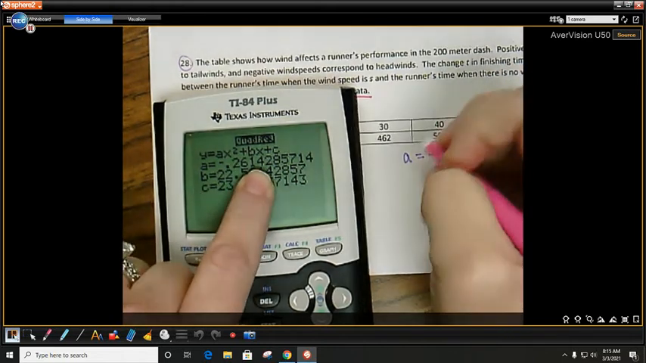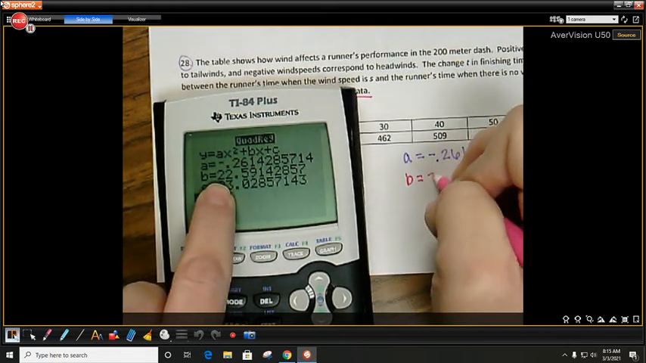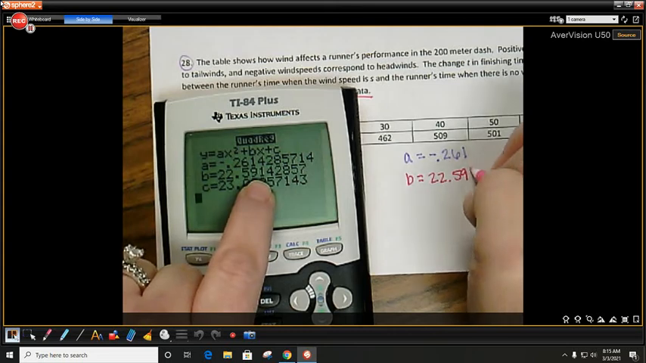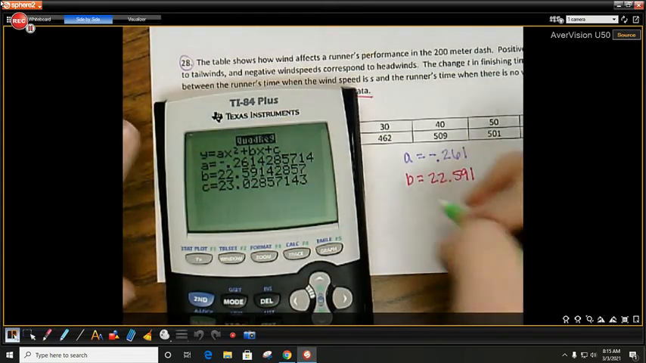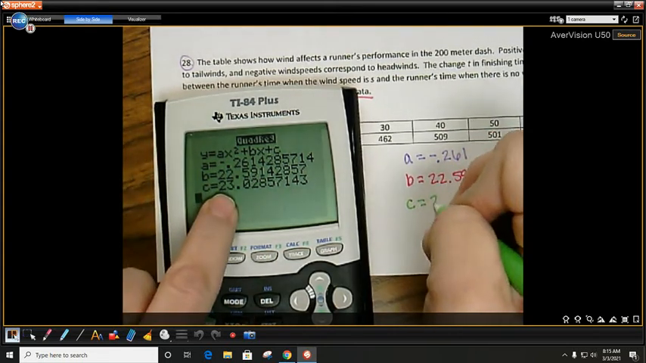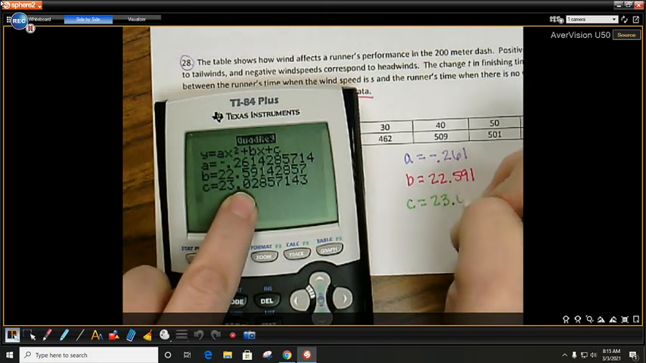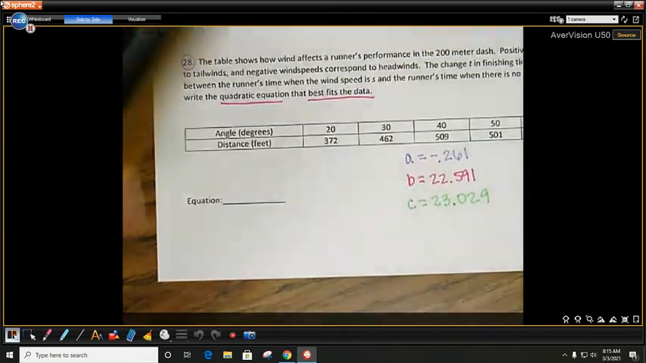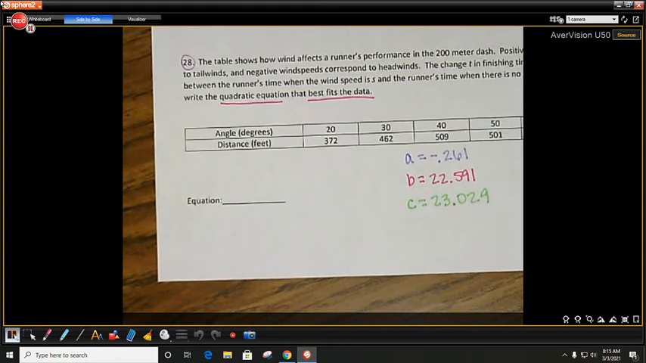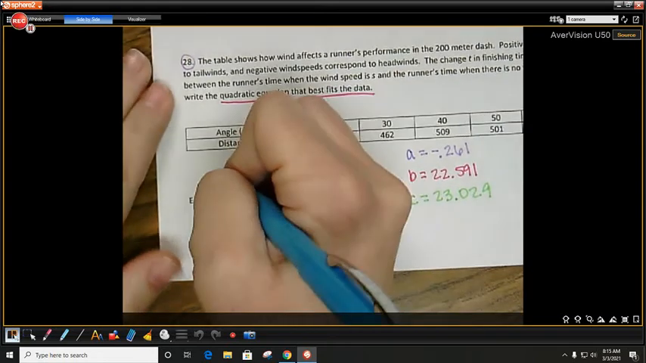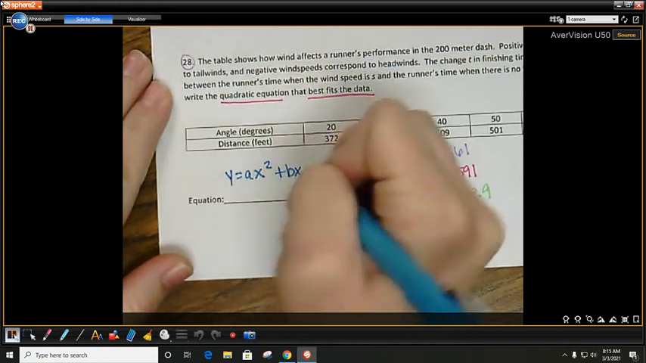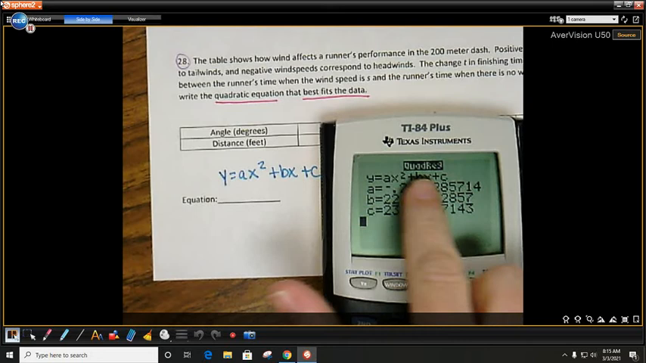B is 22.5914. The 4 doesn't round the 1 up, so it stays a 1. And then C is 23.02. The 5 rounds the 8 up to a 9. So there are my values, okay? Again, our equation is y equals ax squared plus bx plus c. And if you forget it, it's also right here. When you do quadratic regression, it gives you the standard form of it.